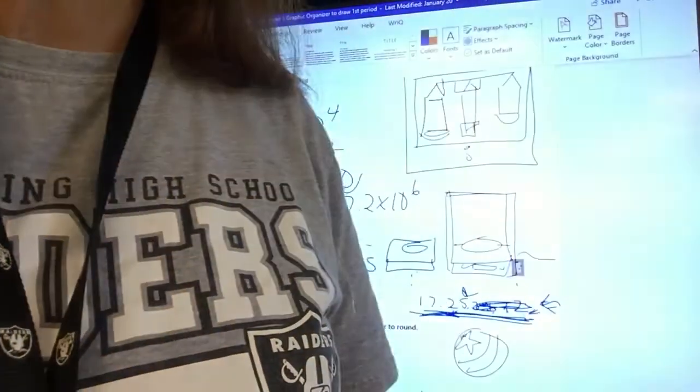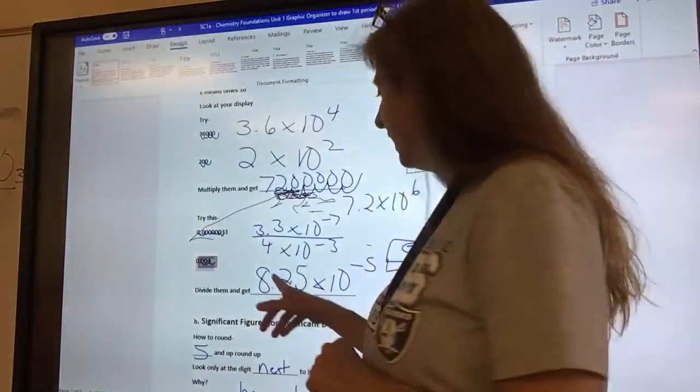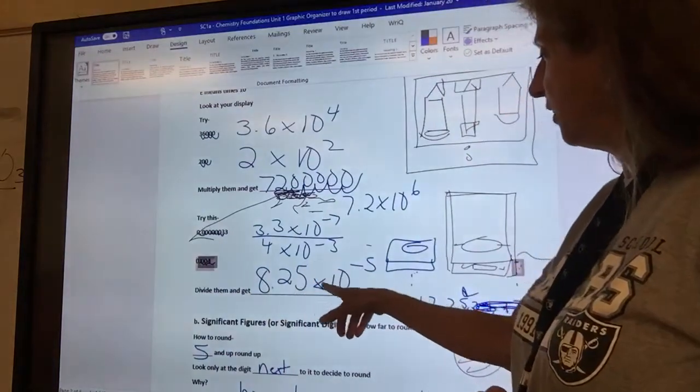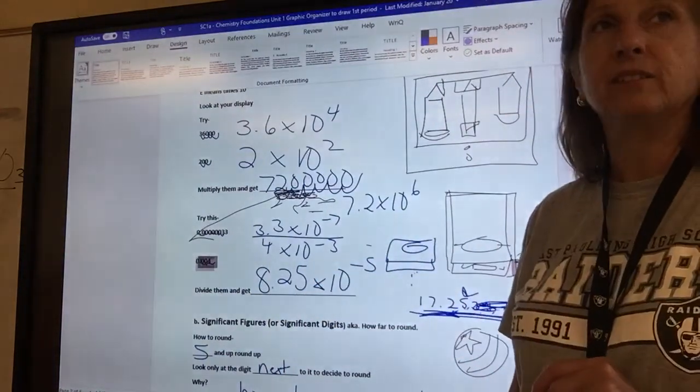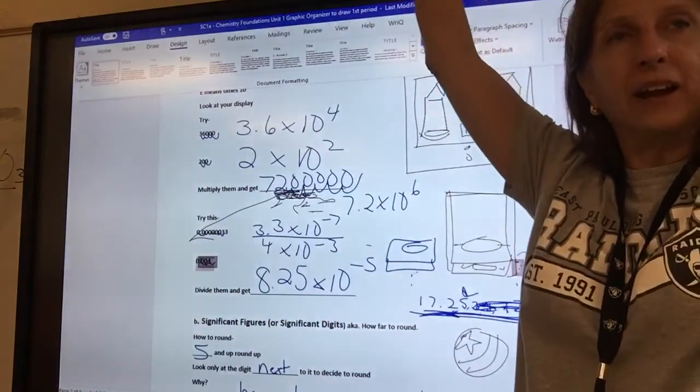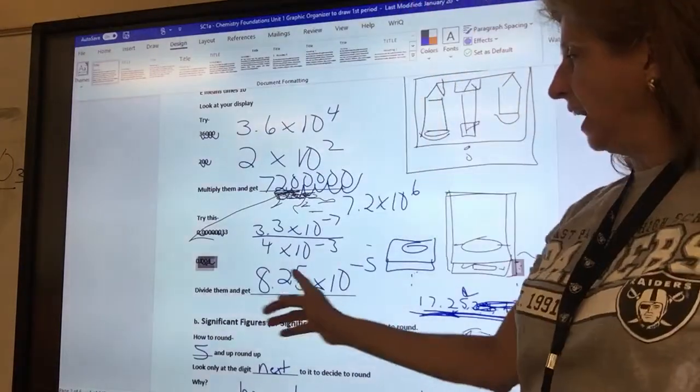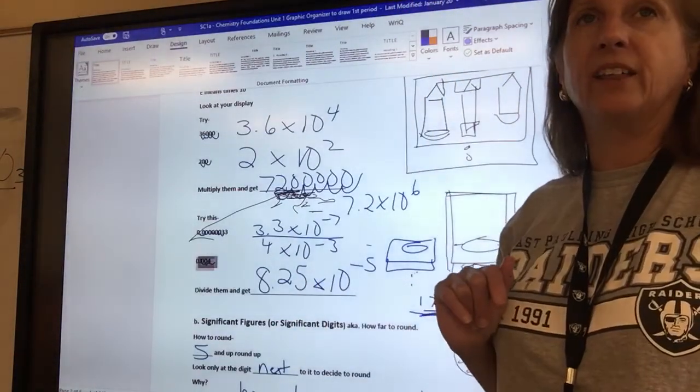All right. Next idea. Did y'all get, for your answer, 8.25 times 10 to the negative 5th? Yay! Anybody not get that? 8.25 times 10 to the negative 5th?